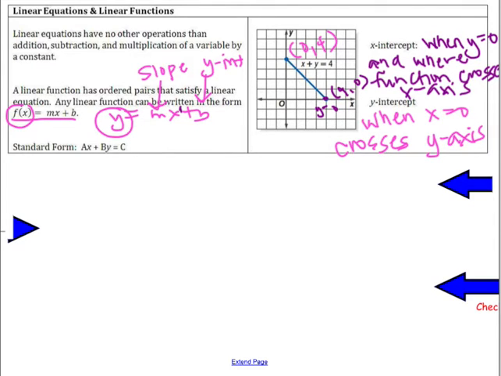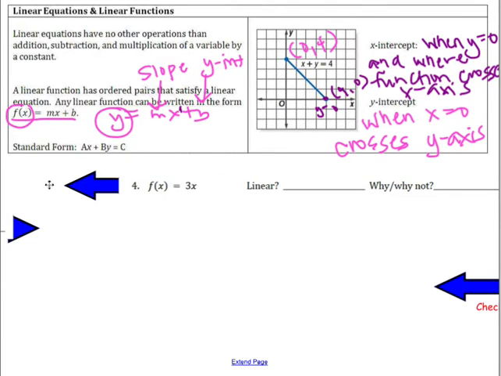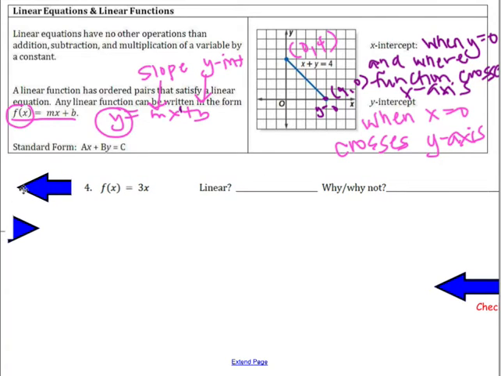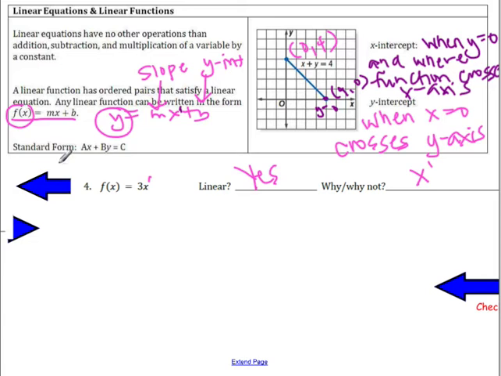All right, so we have some problems to talk about, like example 4, and we want to decide, is this function linear, why or why not? Okay, in order to be linear, like I said, you have to have an x to the first power. Well, does this have an x to the first power? Yes, it does. So is it linear? Yes, and the reason why would be because we have an x to the first. If I had written 3x squared, you would say no, because it's not an x to the first power.